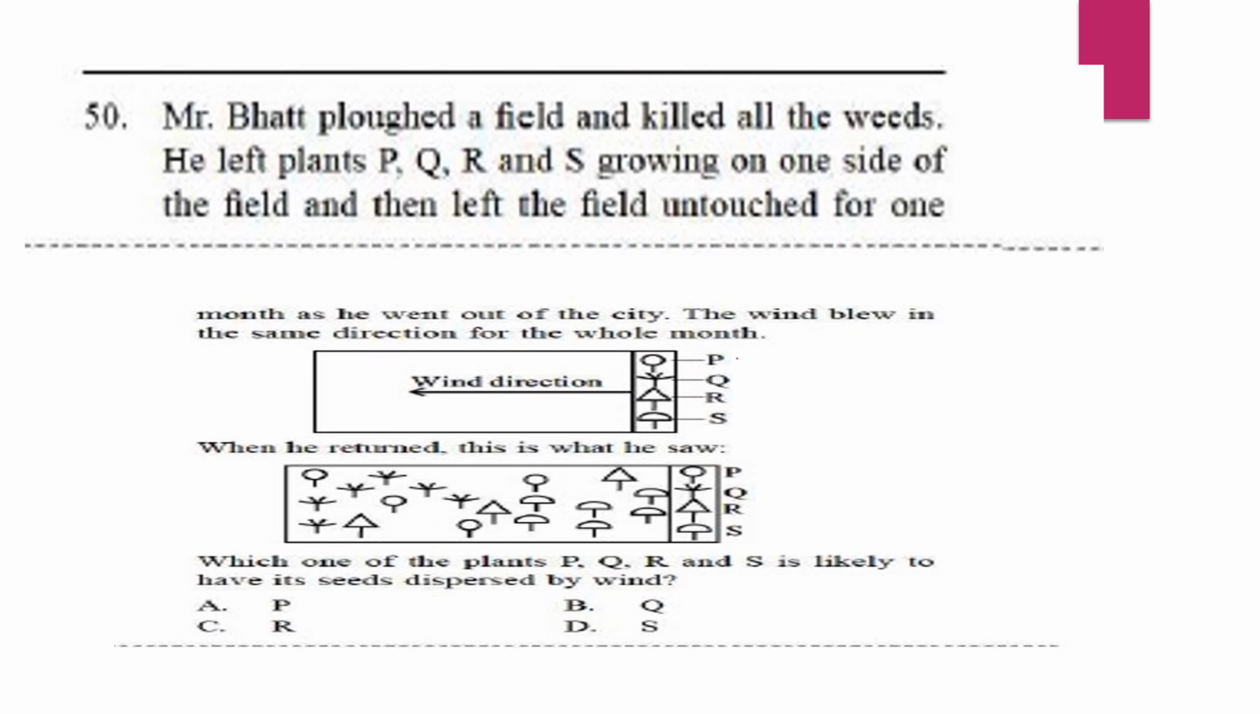These are plants P, Q, R, S, and when Mr. Bhatt returned, he saw this setup. So, if we see these clearly, we can see that the plant Q dispersed far away from the parent plant. That means the plant Q is dispersed by wind. So our answer is option B, Q.